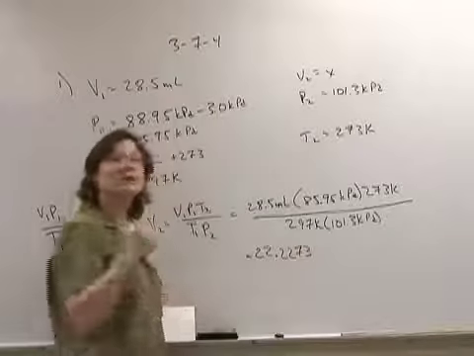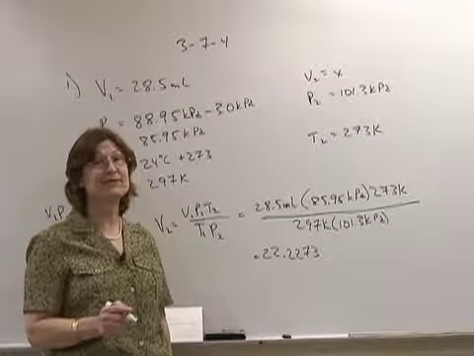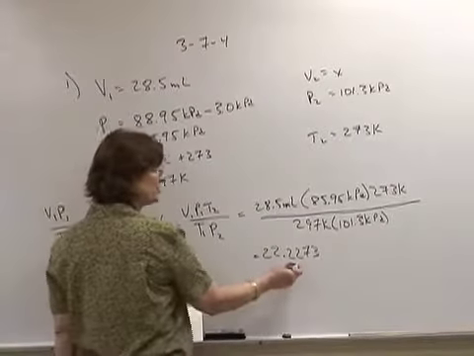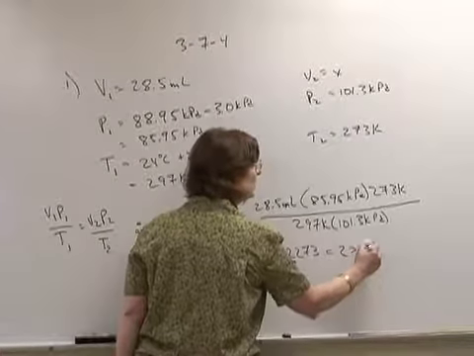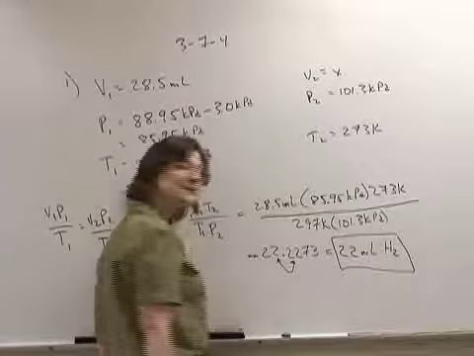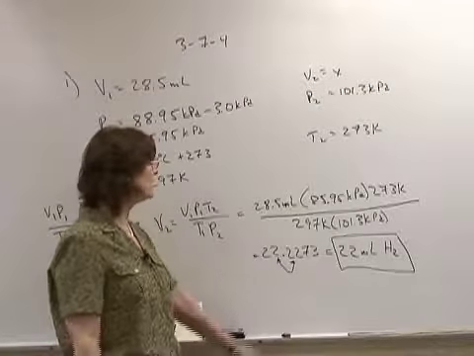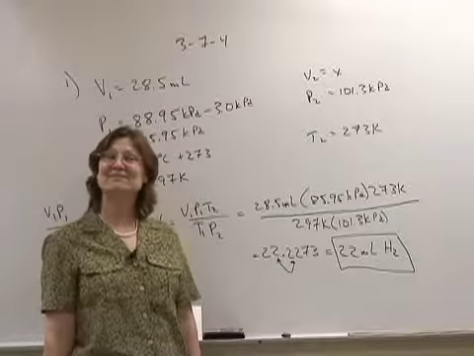22.2273. Then I look back to my original problem and I see that my answer needs 2 significant digits. And therefore, this 2 does not round the 2 up, and my final answer is 22 milliliters of hydrogen. And it does not ask for another unit for my final answer, so I don't have any conversions this time.